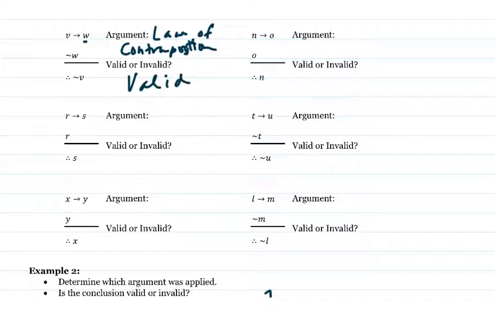If N, then O, we're given O, that gives us N. That is our fallacy of the converse.